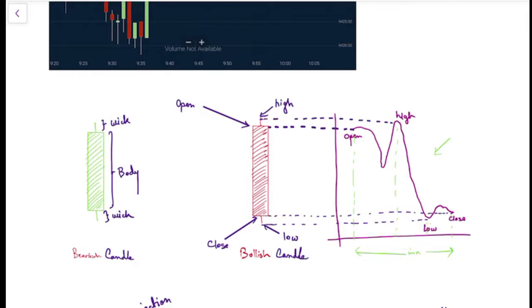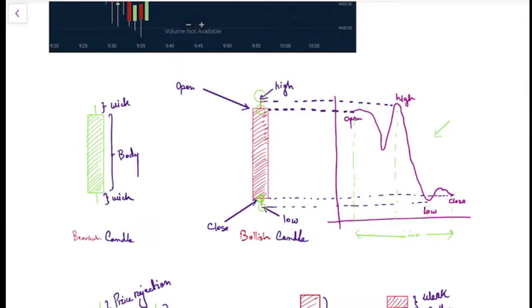If you want to draw the same thing in a Japanese candlestick style, this is the open price and this is the close price. Now the lowest price is this and the highest price is this. So this is a Japanese candlestick representation of the open, high, low, close of the price of an instrument.